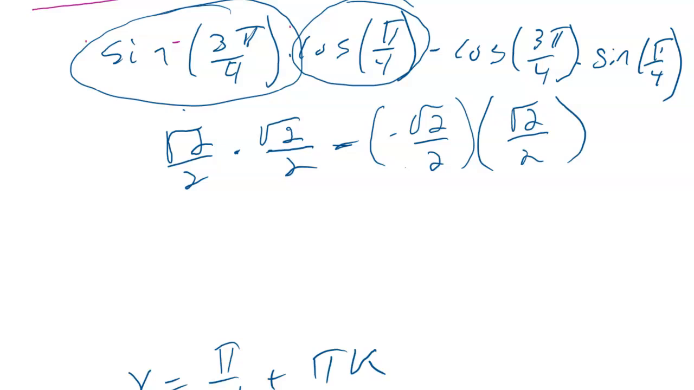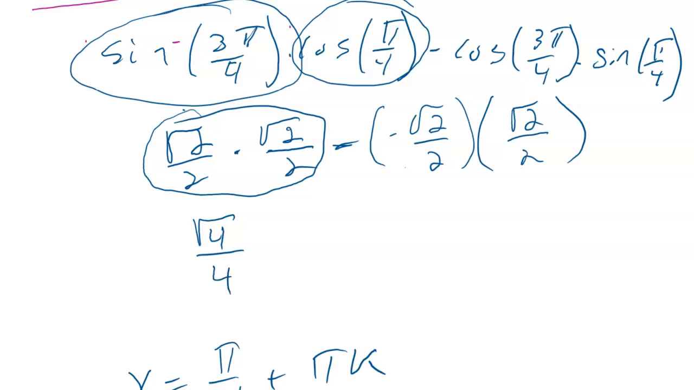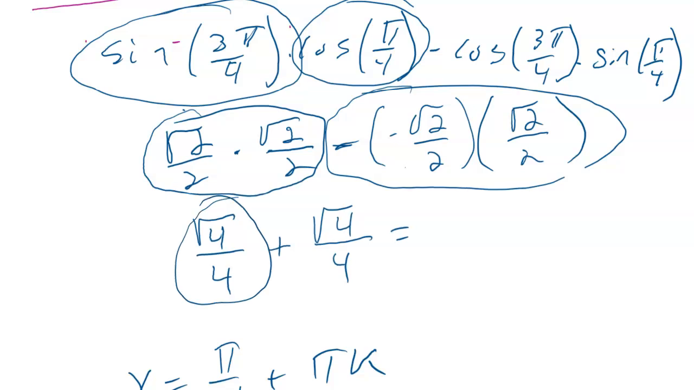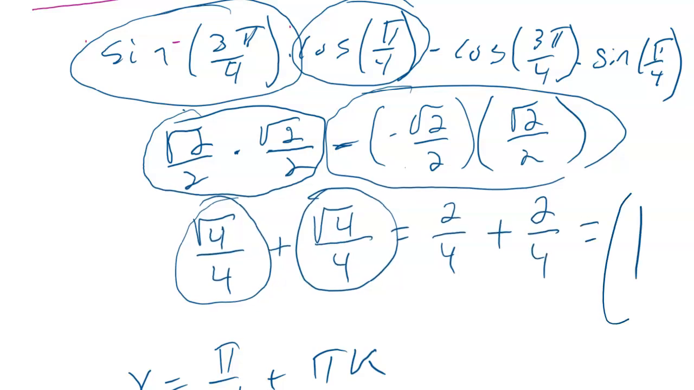Let's check our work here. When I multiply this together, this is going to be rad 4 on top and 4 on the bottom. And when I multiply these together, same thing, but now it's going to be plus rad 4 over 4. And this will be 2 over 4 plus 2 over 4, which indeed is 1. Yeah, it worked.